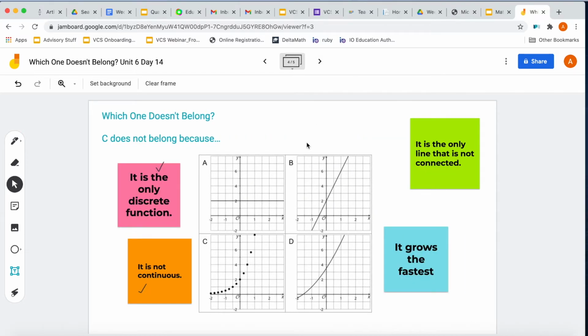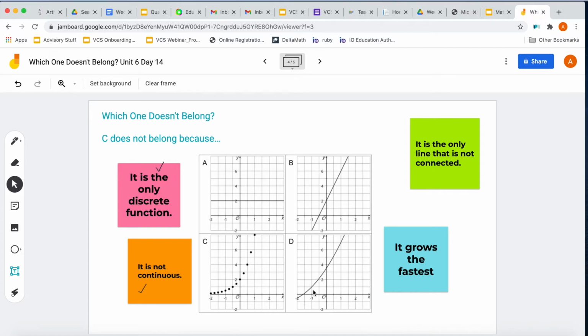And then in this graph C, somebody might really use this vocabulary, right? It's the only discrete function. It's not continuous, like beautiful use of vocabulary, making connections. But somebody might just say it's not connected, and that's okay too, right? We're accessing at all different points. Somebody also noticed it grows the fastest. How did you know it grows the fastest? Where do you see that happening?